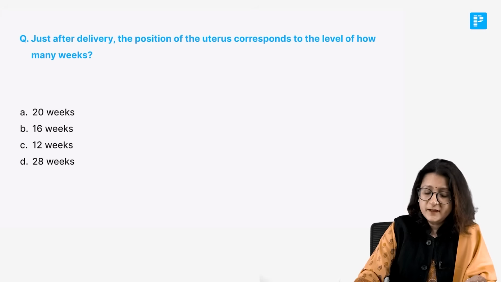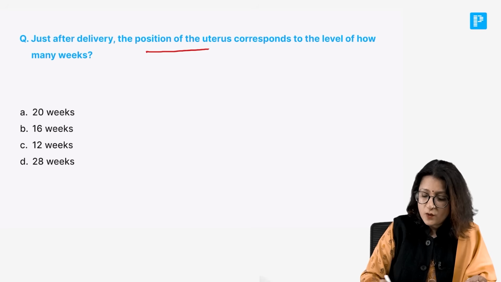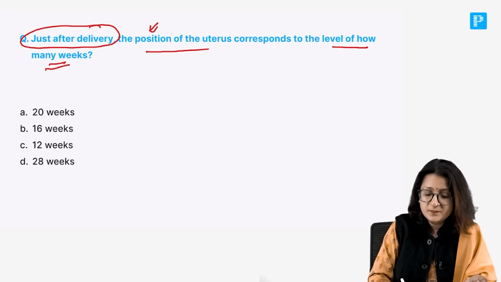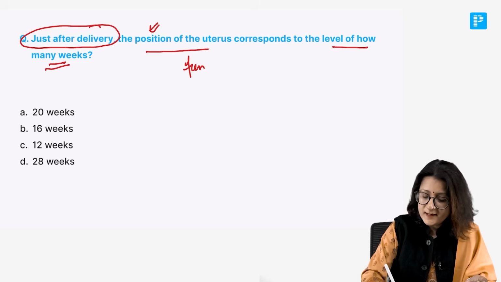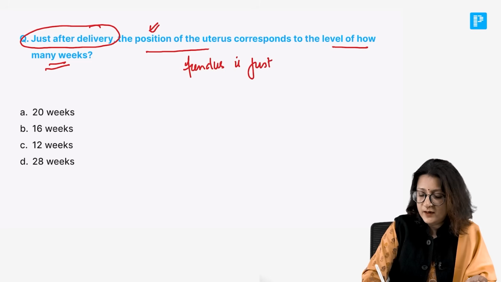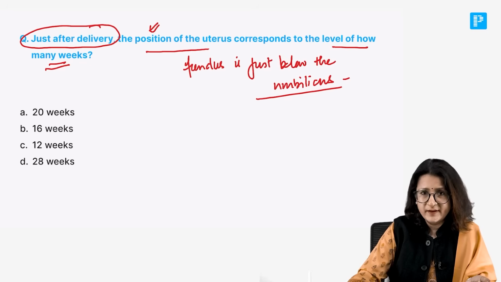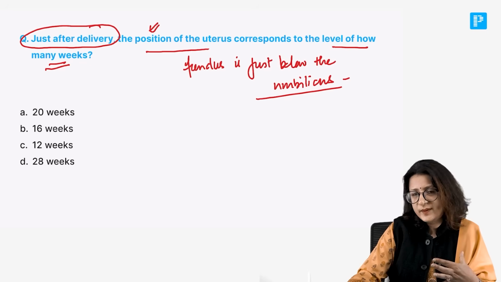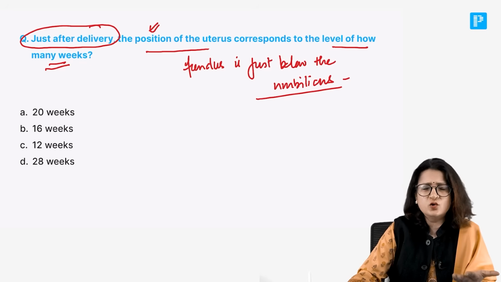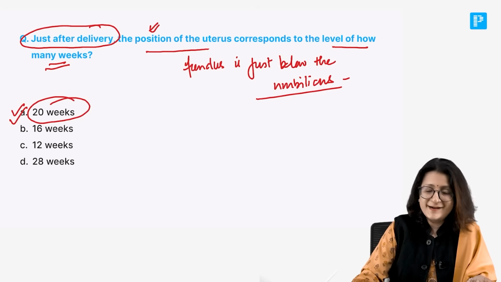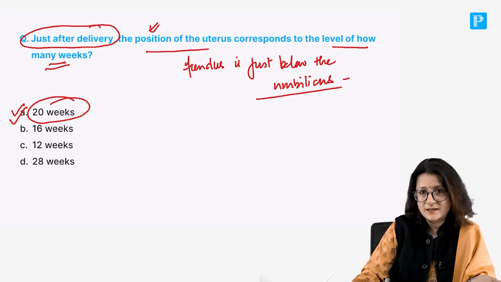Just after delivery, the position of the uterus corresponds to the level of how many weeks? So just after delivery, what is the position of the uterus? The fundus is just below the umbilicus. Just below the umbilicus would be 20 to 22 weeks. So best answer to choose here would be 20 weeks, and that is your answer for this question.